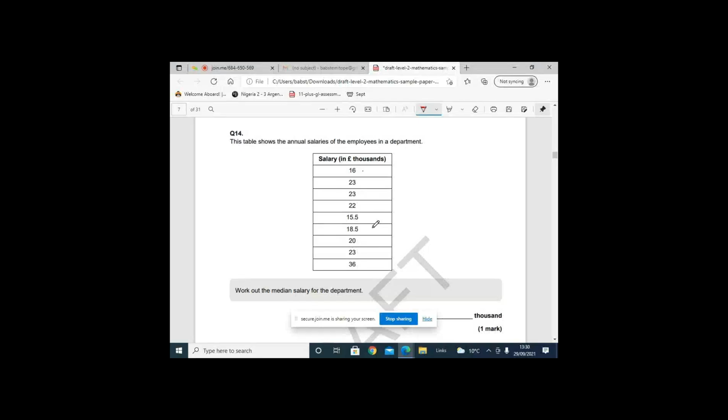What did you say is the median number? 22.5. How did you get 22.5? So you added 22 plus 23, which is 45. Yes. So 45 divided by 2 is 22.5.